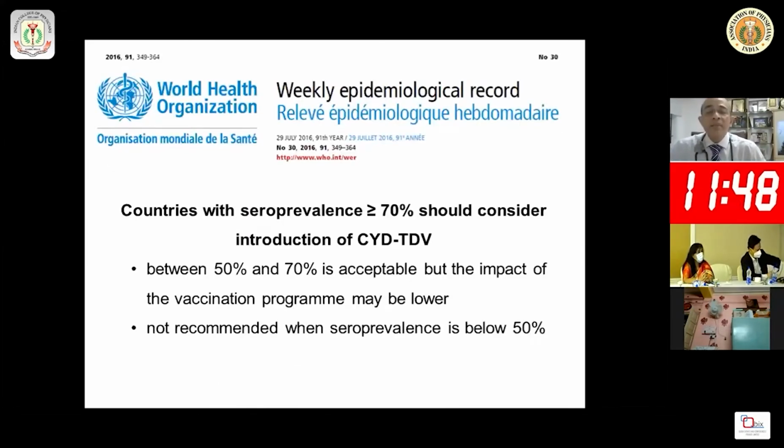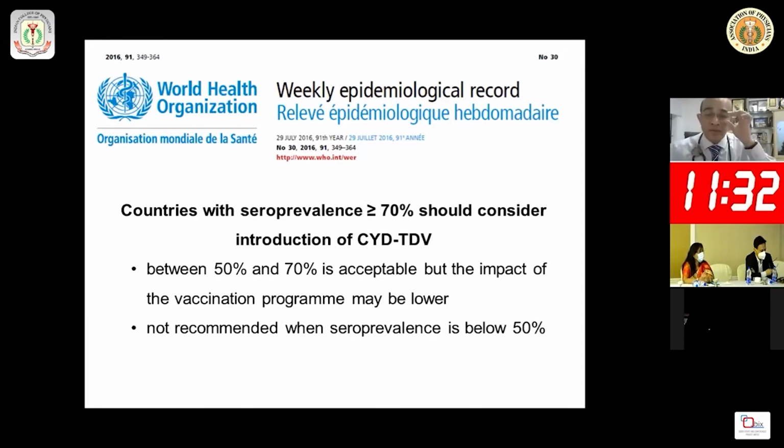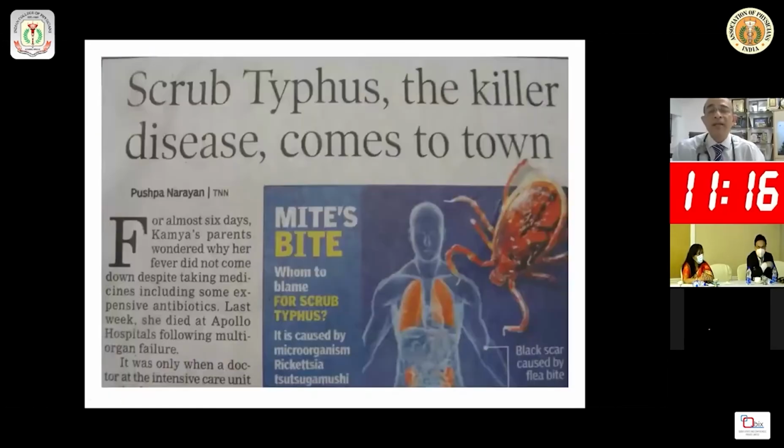So that is why the recommendation was, it is recommended only in countries where the seroprevalence is more than 70%, which means that most of the people would have already had one episode of dengue. And to prevent further complications, this vaccine helps. If the seroprevalence is between 50 and 70%, it is acceptable, but the impact may be lower. And it is definitely not recommended where the seroprevalence is less than 50%. Studies of seroprevalence done in India have not categorically given a value over 70, and that is why this vaccine has not been approved in India.